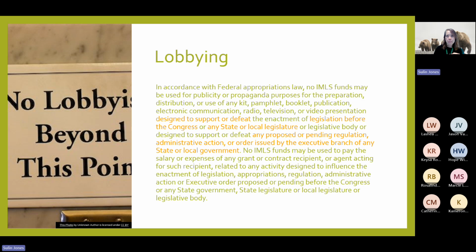So during your program, you can't, say, go and tell your federal representative that libraries need more funding. Right? You can say that off the clock. You can tell them that this is a federally funded program, but you cannot tell them to go tell someone to fund this program. Okay. Does that make sense?